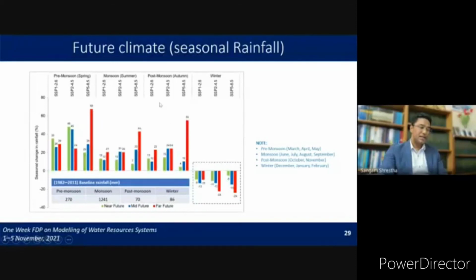So you can see that in all the seasons, the rainfall is going to increase in the future, except the winter season, right? So in the winter season, the rainfall is expected to decrease in the future.